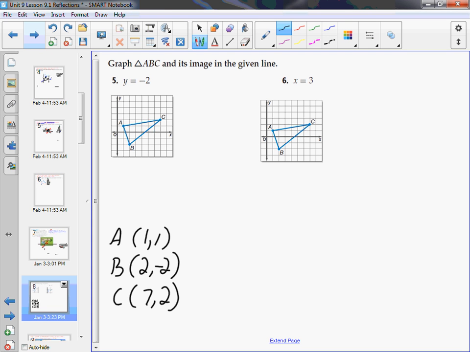Now, our line of reflection, since the directions say to graph triangle ABC and its image in the given line. So we've graphed triangle ABC. Now we need to graph the line of reflection. The line of reflection is y equals negative 2. Well, y equals negative 2 is a horizontal line. So I'm going to make a horizontal line right here. That's the line y equals negative 2. We don't have to draw in dotted lines because we can use the coordinate plane. Okay?